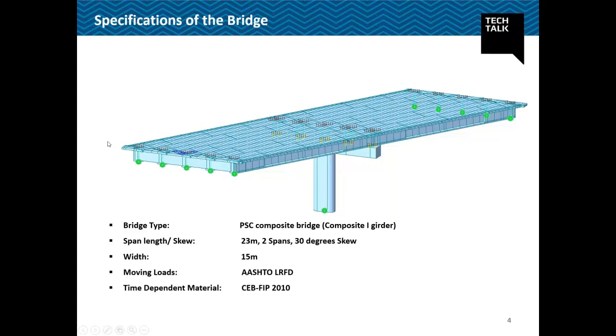The width of my total deck is 15 meters, and my carriageway width is around 14 meters. Okay. And the moving load, as I mentioned earlier, we are going to apply as per AASHTO LRFD. And the time-dependent material properties we will be giving as per the CEB-FIP 2010 code.